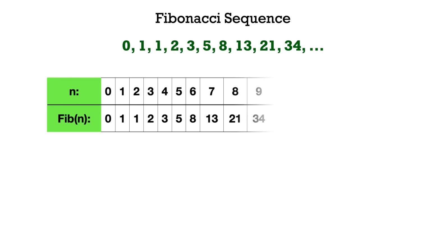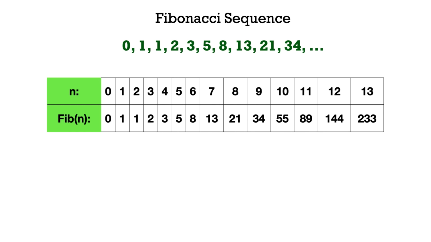In the Fibonacci sequence, the next number is found by adding up the 2 numbers before it. Here are the first 13 Fibonacci numbers. As we can clearly see, here the first 2 numbers are 0 and 1. The next number is found by adding up the 2 numbers. Next number 1 is found by adding the 2 numbers before that, that is 0 plus 1 equals 1.